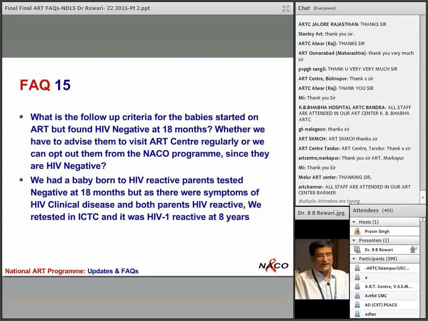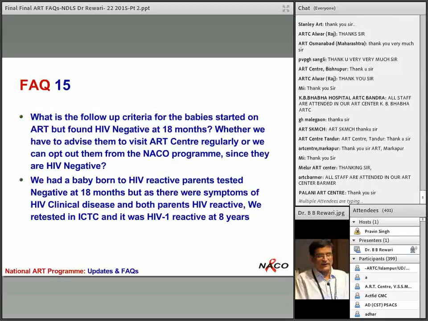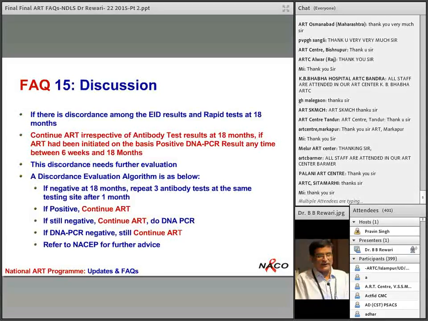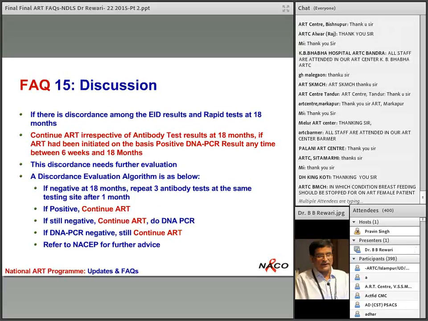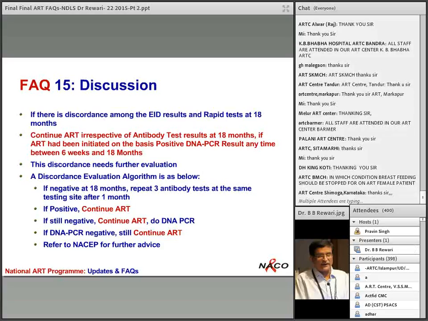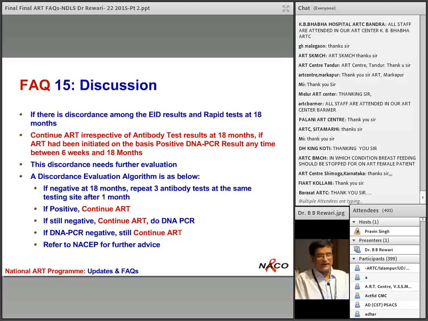What are the follow-up criteria for babies started on ART but found negative? I think this has been elaborated very clearly: continue ART, whatever the antibody test result, negative or positive. You have to basically repeat. If you just look at the lower portion, negative at 10 months, repeat 3 antibody tests at the same testing site after 1 month. If you have done 3 antibody tests, do 3 again after 1 month. If positive, continue ART. If they are negative, continue ART, do DNA PCR. DNA PCR negative, still continue but refer to NSF.